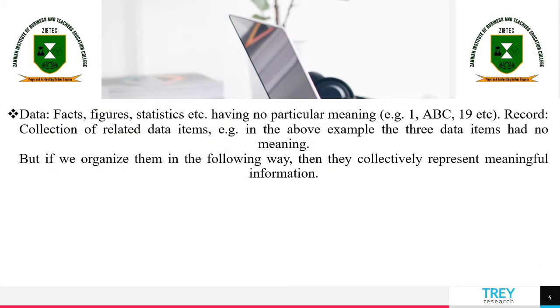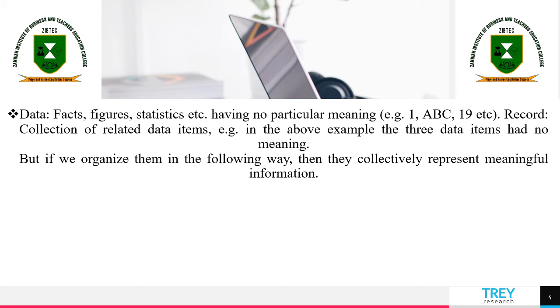So data are facts, figures, statistics, etc., having no particular meaning, for example 1, ABC, 19. If you look at the examples in the brackets here, we've got 1, we also have A, B, C, and we have 19. This is a good example of data. This information is not organized, so it is not easy for us to know what the person was trying to talk about when they just wrote 1 ABC 19.